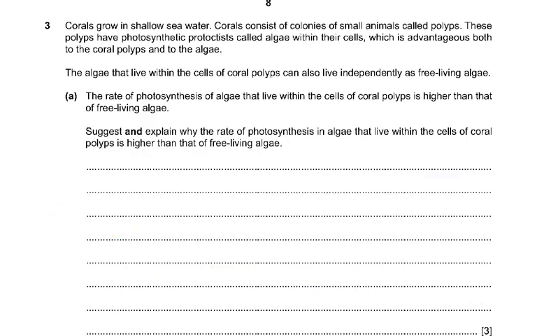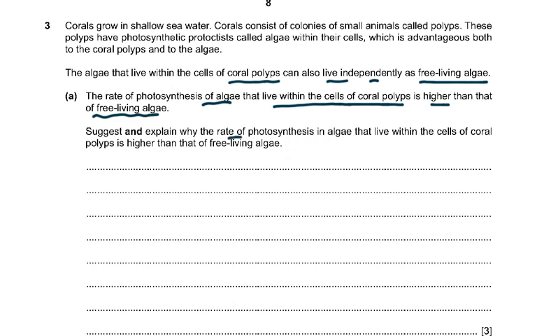Question 3. Corals grow in shallow sea water. Corals consist of colonies of small animals called polyps. These polyps have photosynthetic protoplasts called algae within their cells, which is advantageous both to the coral polyps and to the algae. The algae that live within the cells of coral polyps can also live independently as free-living algae. The rate of photosynthesis of algae that live within the cells of coral polyps is higher than that of the free-living algae.